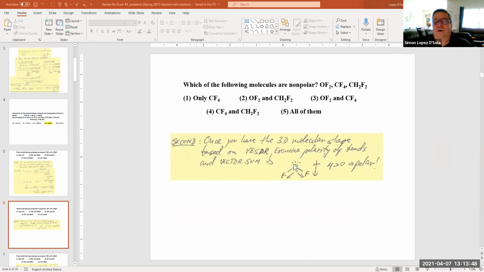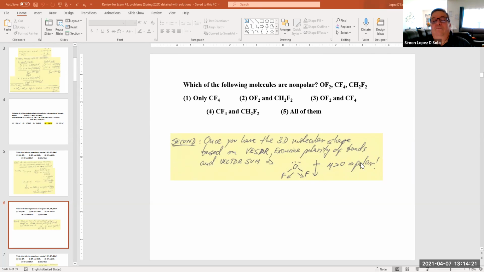the 2 lone pairs on the oxygen repelling each other and causing the fluorines to approach each other. So once you draw the 3D structure, which is bent in this case, you will see that the polarization vectors do not cancel because the fluorine is more electronegative than oxygen. So each one pulls electrons, and so you have a net polarization vector towards the fluorines, and that gives you a mu, or dipole moment, which is higher than 0. So this molecule will be polar.